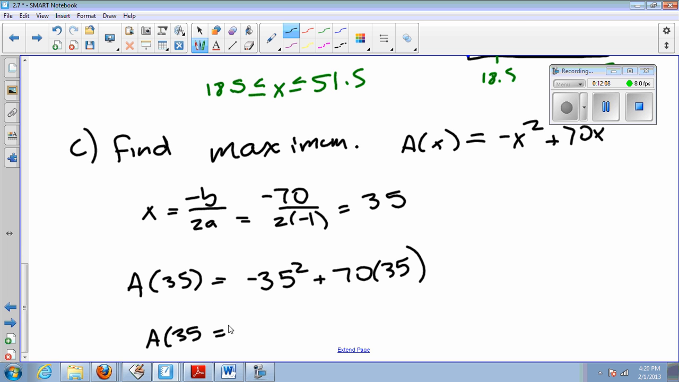So it becomes negative 35 squared plus 70 times 35. So it equals 3,675. This is the maximum amount of area that could be enclosed.